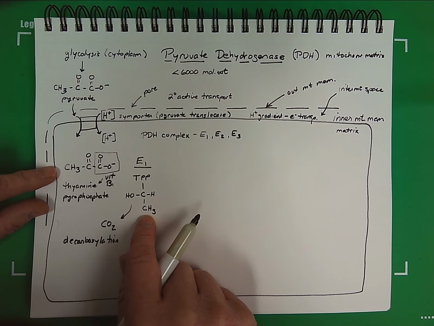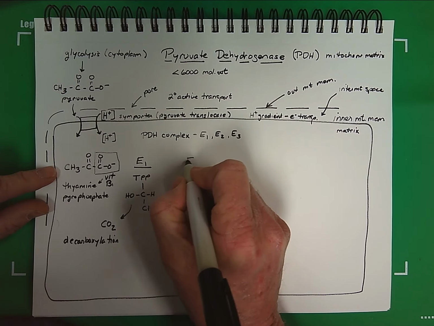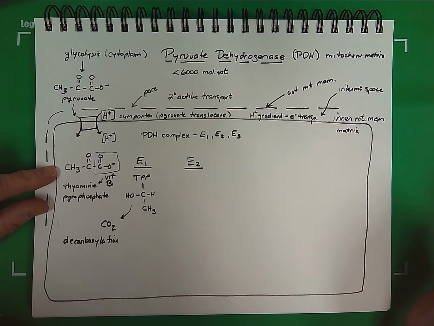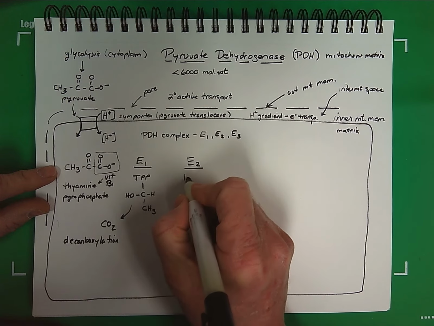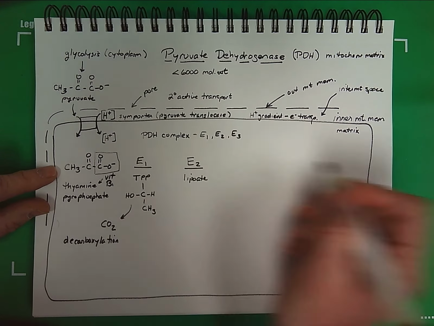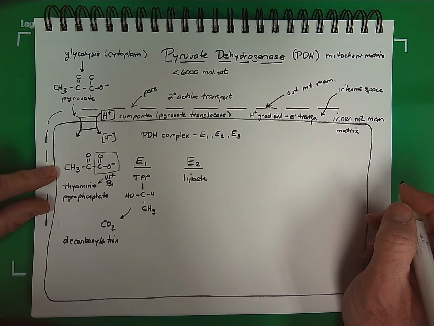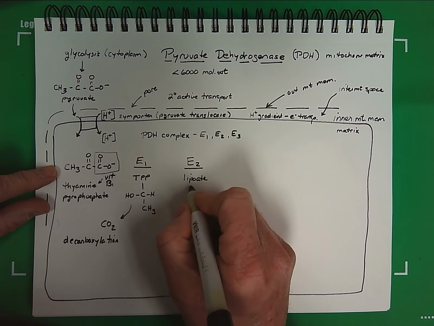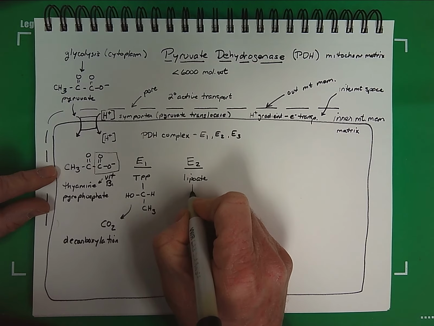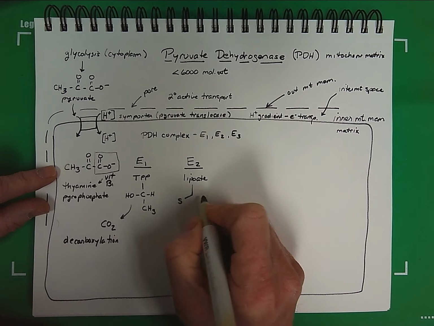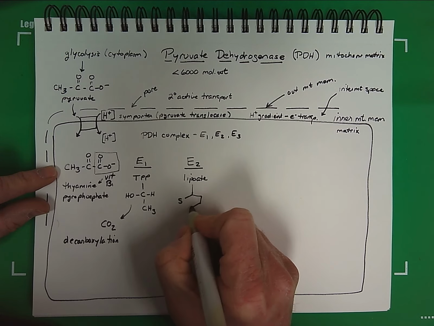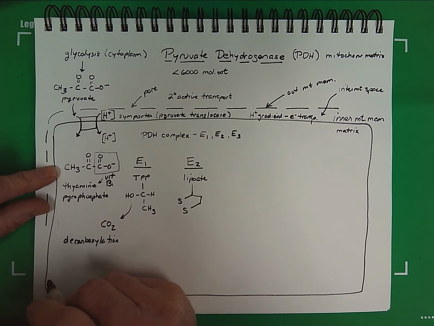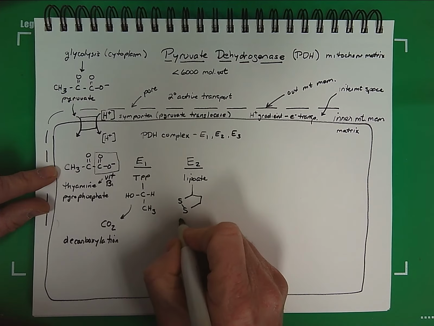Now, the next step of this reaction is going to require the E2 enzyme subunit. E2 now has a group that is called lipoate. This is another cofactor. And lipoate is a short chain hydrocarbon molecule. It has fatty acid structure to it, but most important of this is that we have 2 sulfur groups. And these sulfur groups are in the oxidized state.